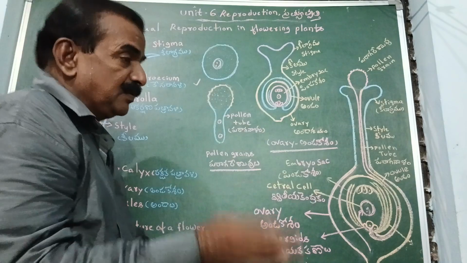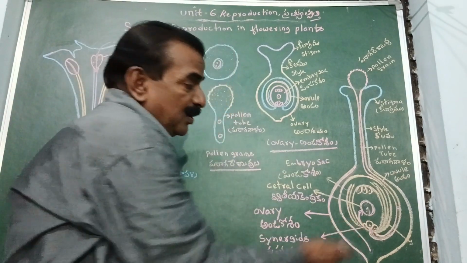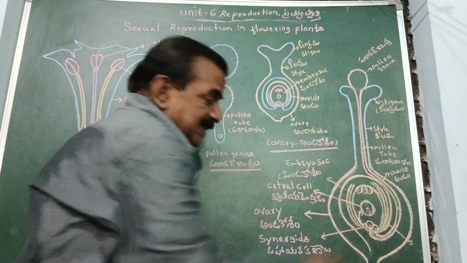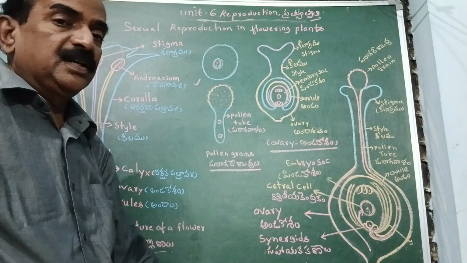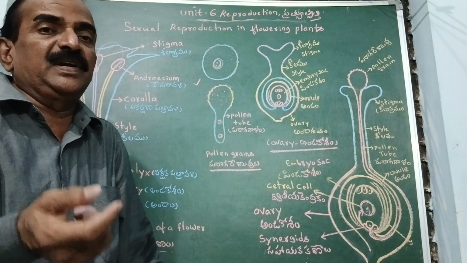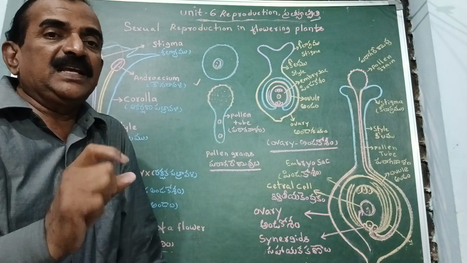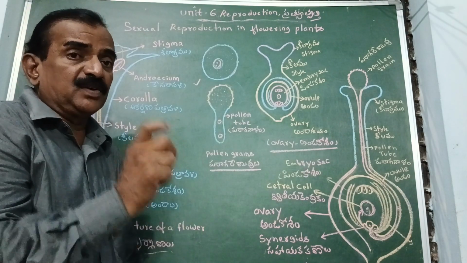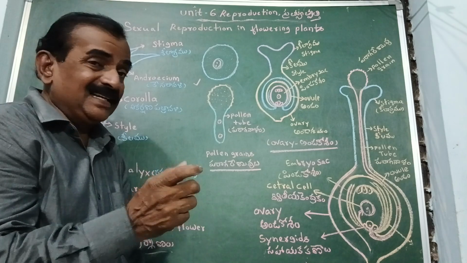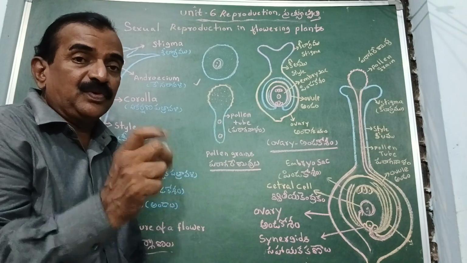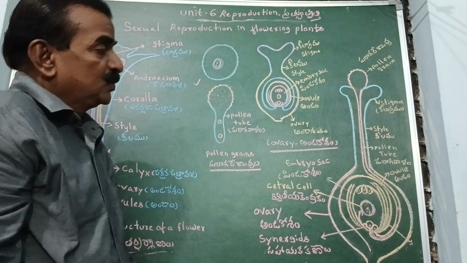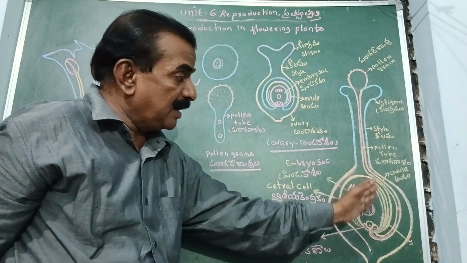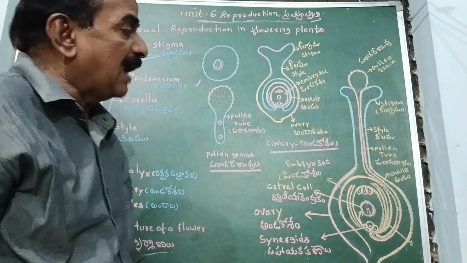So after fertilization we observe the formation of embryo and also endosperm. This is the first fertilization and this is the second fertilization. These two fertilizations are observed in the bisexual flower, in most flowering plants, and that is the characteristic feature we observe in plants. So we discussed how fertilization takes place in a flower.